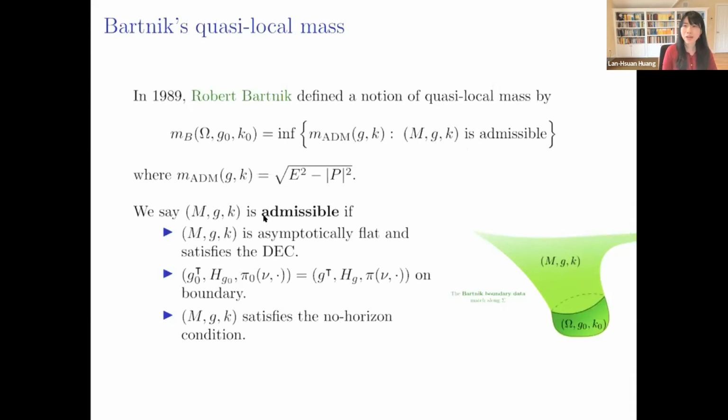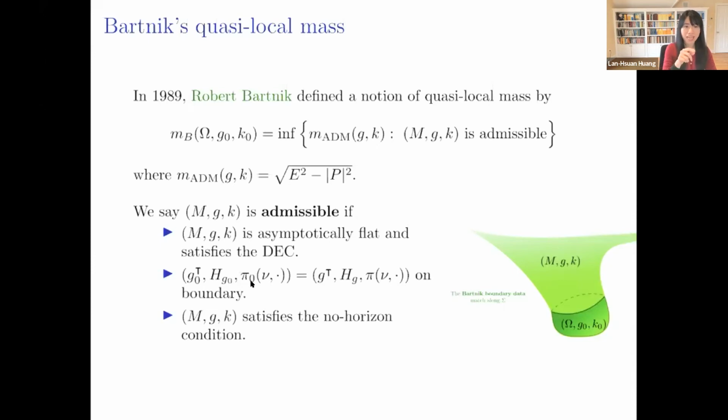Everyone has a different way to define this admissible family, but there are some key conditions. The extension has to be asymptotically flat and satisfy the dominant energy condition, because we really want the mass to have a lower bound in view of the positive mass theorem. You also want some matching condition along the boundary, also called the Bartnik boundary condition. The induced metric from inside has to match the induced metric of the extended metric, and the mean curvature has to match.